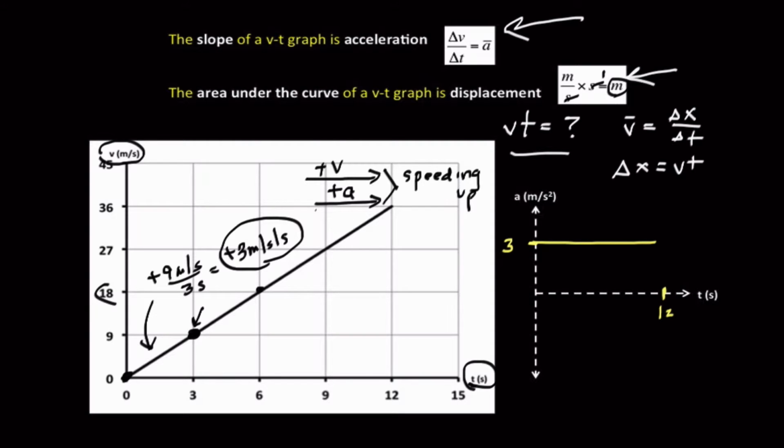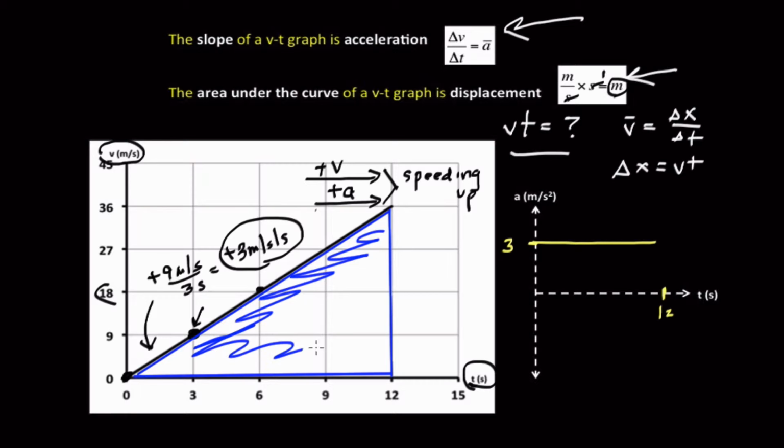Now to find the displacement, I'm going to find the area under the curve. That's the area from the line to the horizontal axis. So it's going to be this area here that I'm outlining, and we can see that we have a triangle, and I know how to find the area of a triangle. I'm going to calculate it as 1/2 base times height. That's the displacement, and that's how you find the area of a triangle.